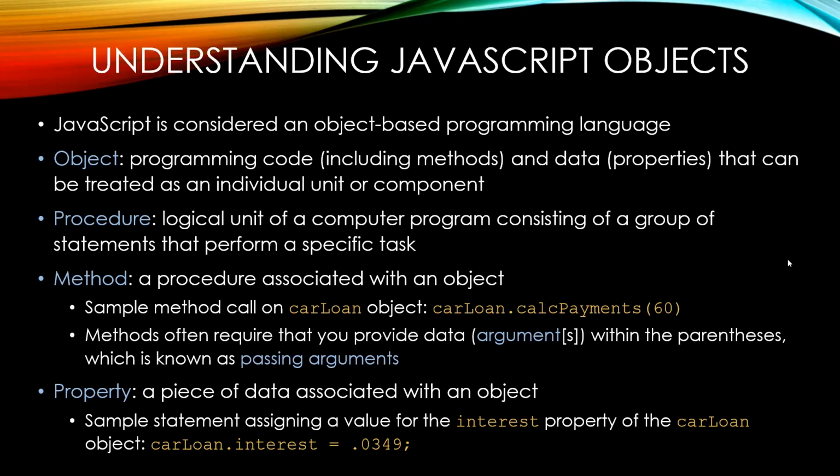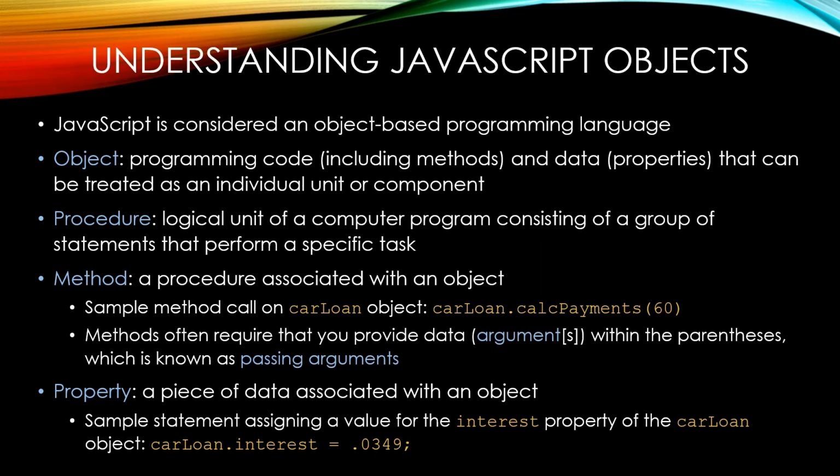Let's go through a few small basics of JavaScript. Now, JavaScript is considered an object-oriented or an object-based programming language. This basically means that you will have an object, which in your code is going to include the methods and the data. So your object knows what to do and how to do it. And it can be treated as an individual unit or component. Within that object, you are going to have procedures, and that will be the logical unit of the programming, consisting of a group of statements to perform specific tasks.